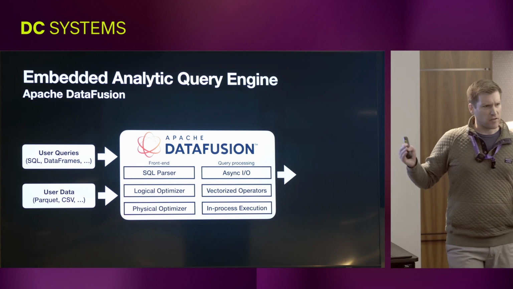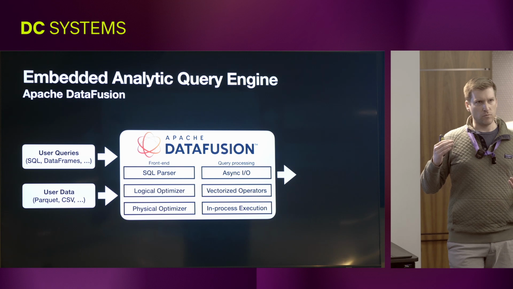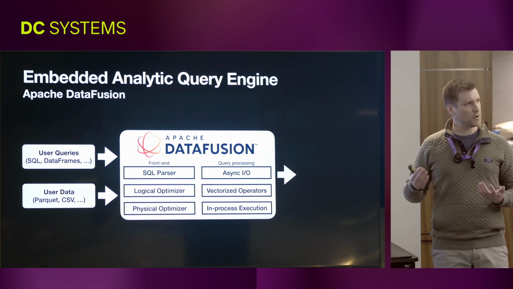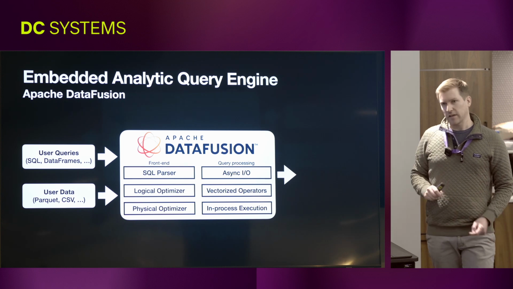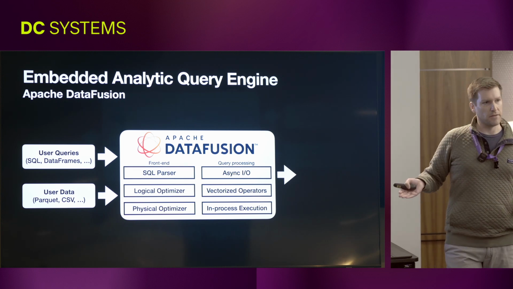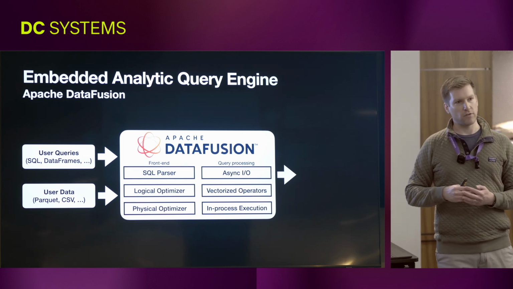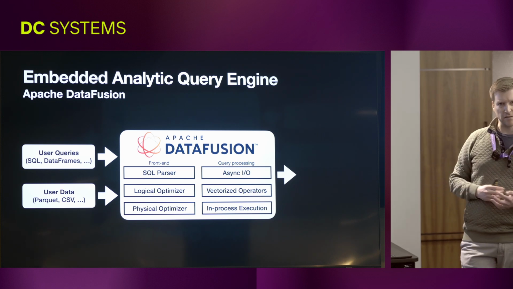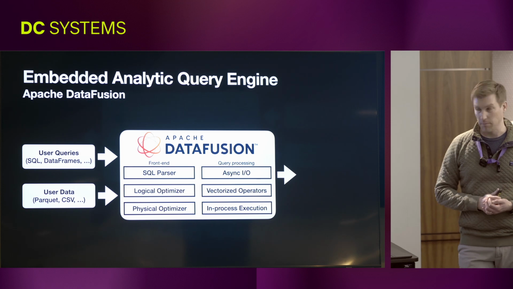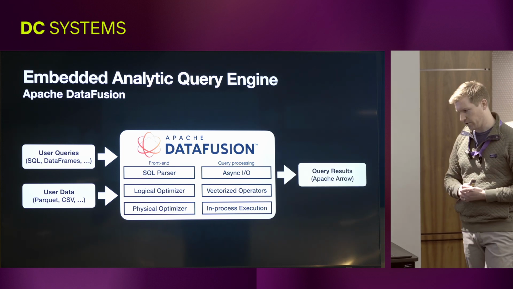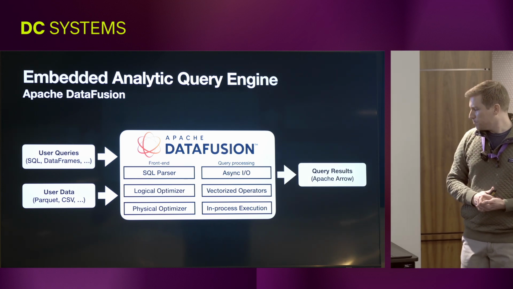and vectorized operators. What that means is it's just tuned to work on columnar data, typically analytical workloads, and generate really good performance. And then in-process execution: basically this is a library that you link against your application, so you don't have to go over an IPC necessarily to talk to DataFusion. It's actually embedded in your application. You just call it like a library. And then again, the results you get out are Apache Arrow.